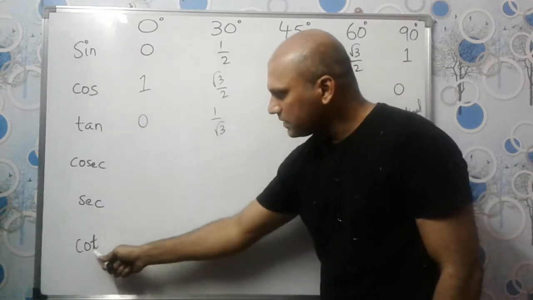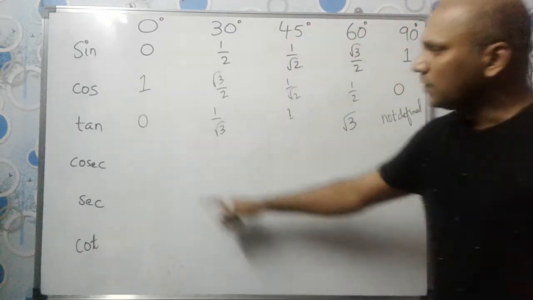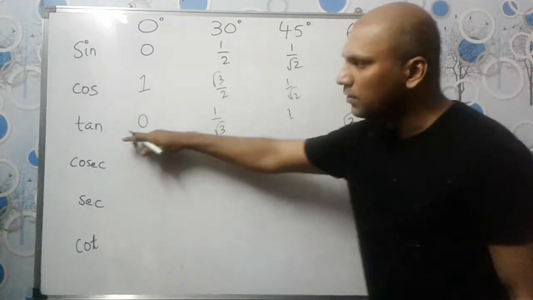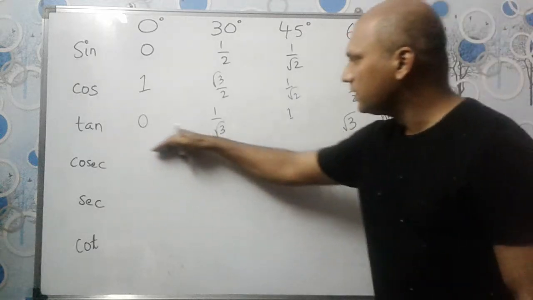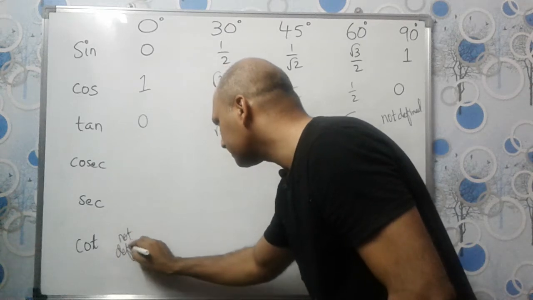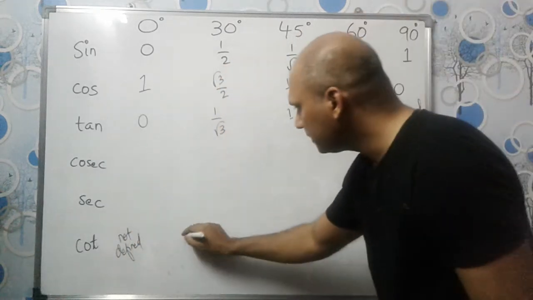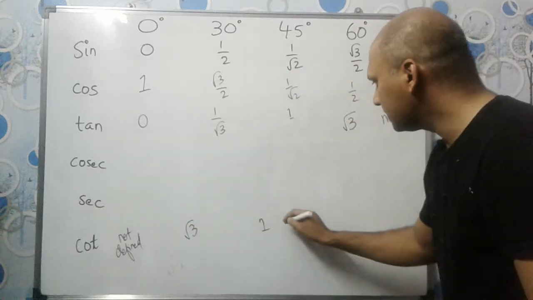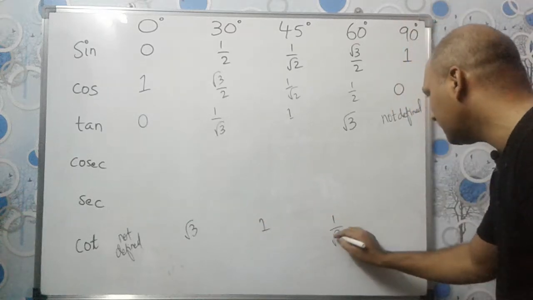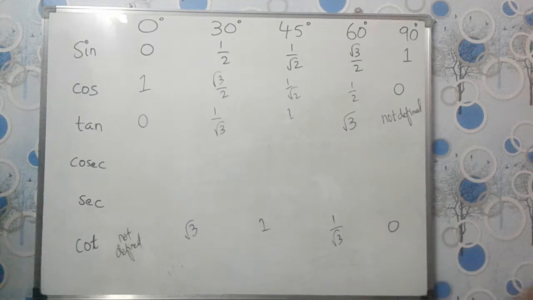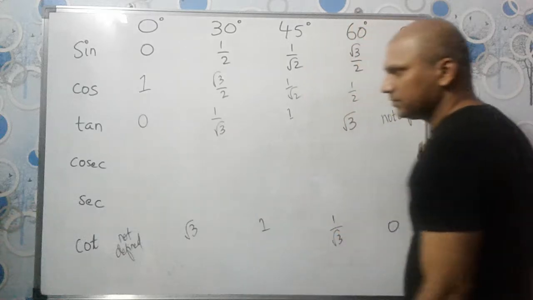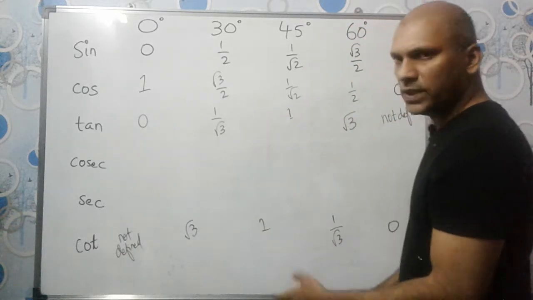Okay. Now let us go ahead and write cot values. Cosecant and secant will write it afterwards. Cot values are reciprocal of tan or the reverse values of tan. So not defined, I'll write here. This is not defined. And root 3, 1 by root 3, and 0 here. So how did we write cot values? The reverse of tan or the reciprocals of tan. It is one and the same.